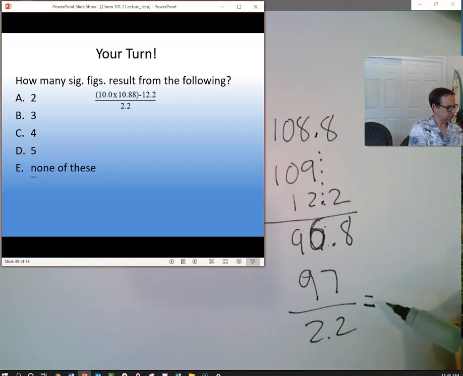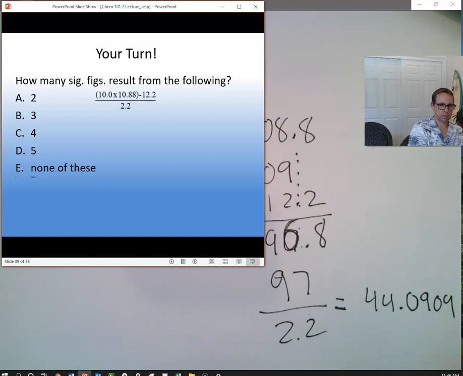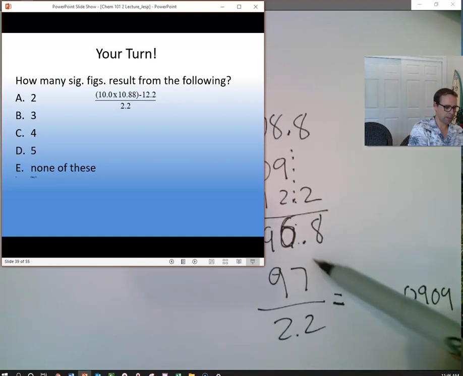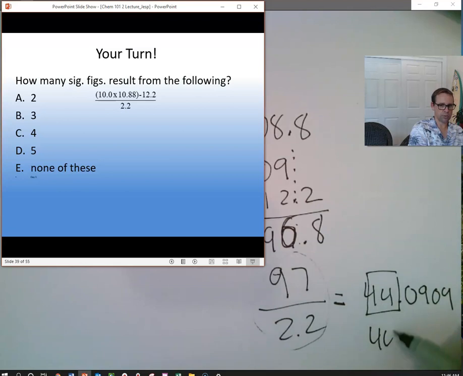44. Okay. 44. Any other decimal places? 0.1. Okay, 0.0909, like that? Yeah, and 0909. Uh-huh. And where do we cut it off at? How many significant digits do we get to keep? 2. 2. So, like you said, it's just 44.